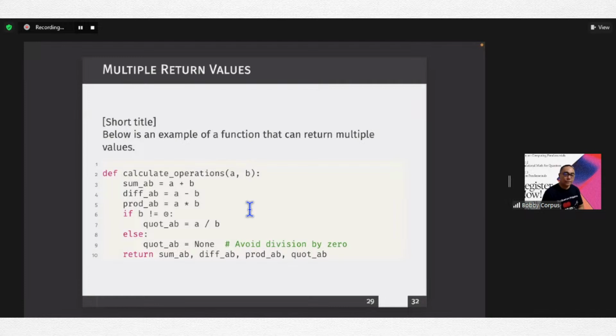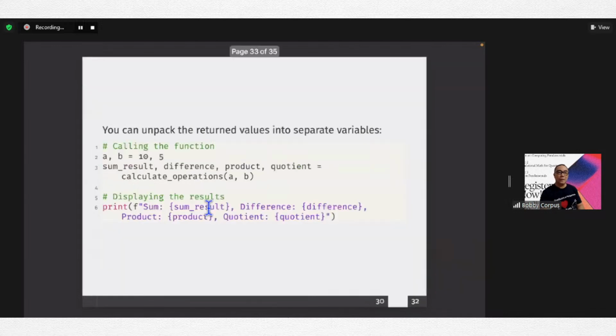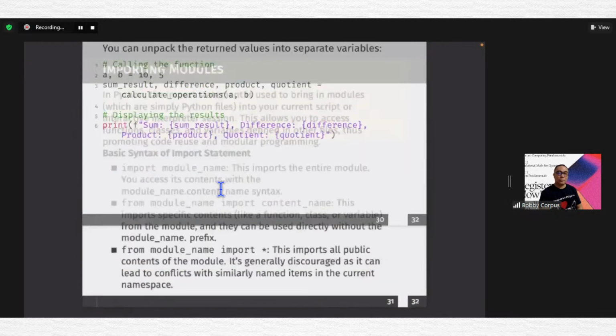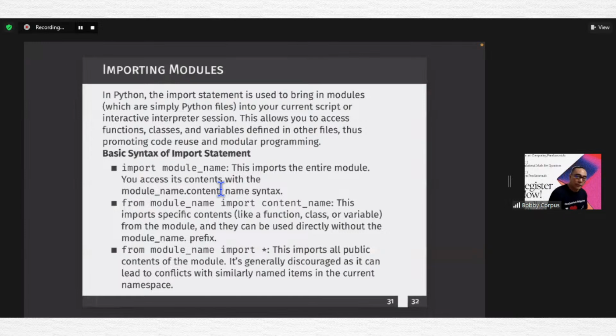And the thing about Python is that it can return many values. So you can also define variables that will capture all of these values. You can unpack the return values into separate variables. So for example here: sum result, difference, product, quotient, because this calculate operation will return all of those values, and then you put them in our variables. And finally, this is the final one.